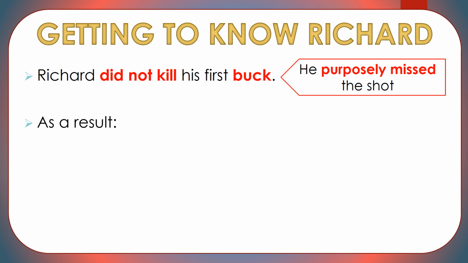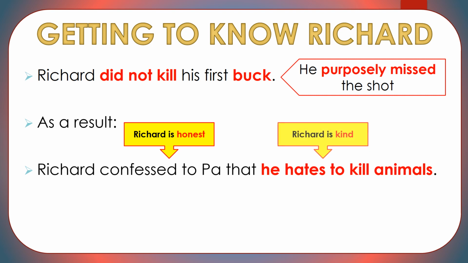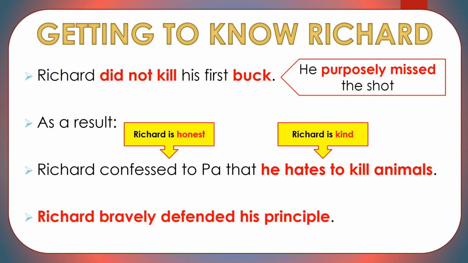But Richard here, he did not lie. He confessed to Pa. He told Pa, I hate killing animals. I don't like killing animals. So he is an honest person. So here we can see that Richard is honest. He is honest when he told Pa that he hates violence. And Richard is very kind. He hurts just to see animals getting killed. And what's more important is Richard bravely defended his principle.